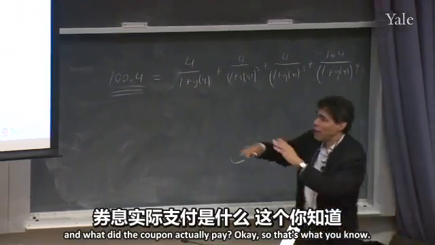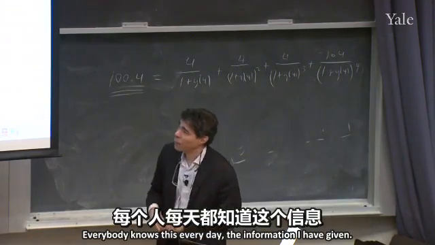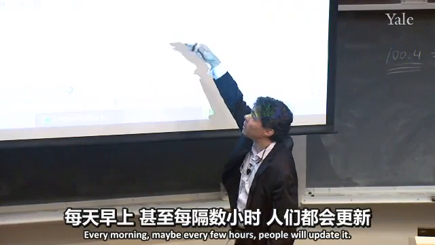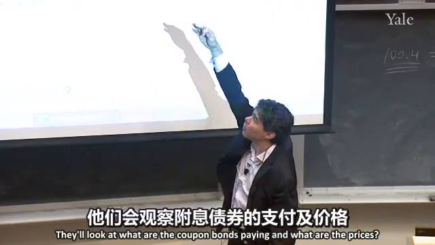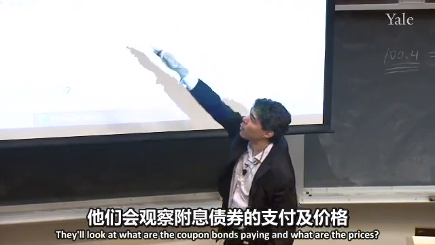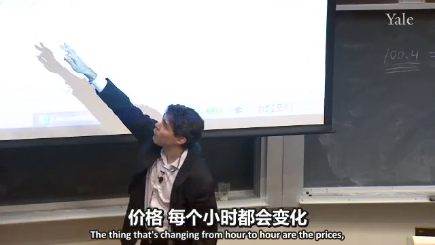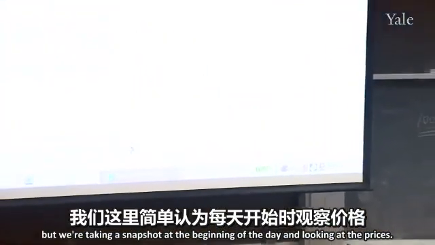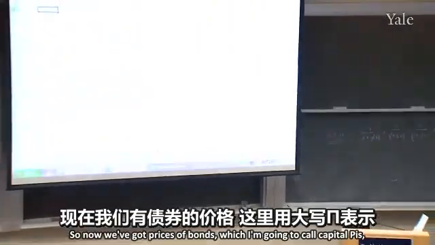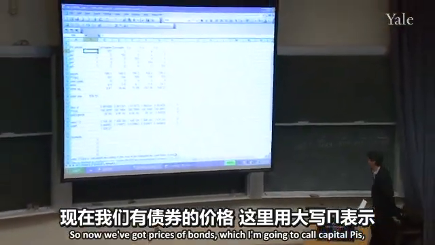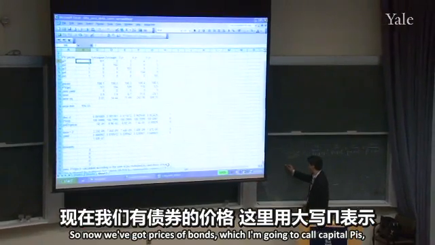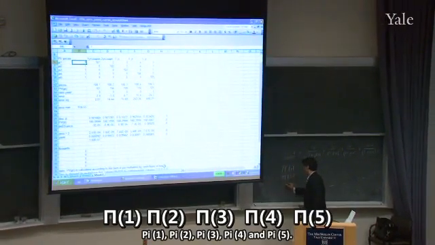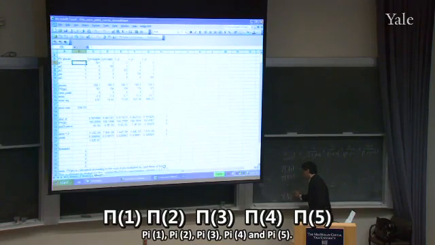Okay, so that's what you know. Everybody knows this every day, the information I've given. Every morning, maybe every few hours, people will update it. They'll look at what the coupon bonds are paying and what the prices are. The thing that's changing from hour to hour is the prices. But we're taking a snapshot at the beginning of the day and looking at the prices. So now we've got prices of bonds, which I'm going to call capital pi 1, pi 2, pi 3, pi 4, and pi 5.